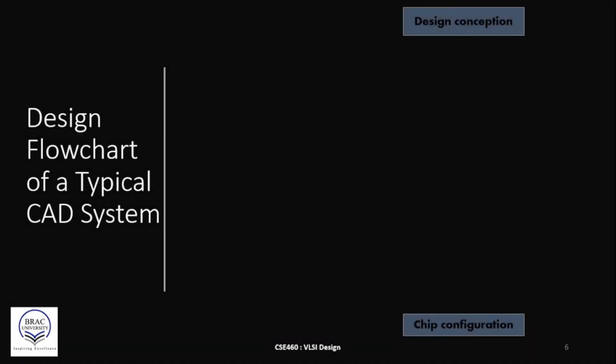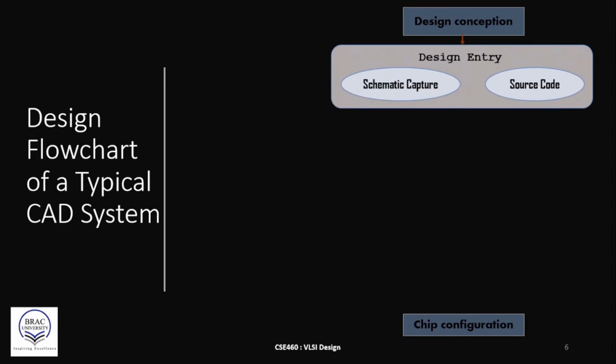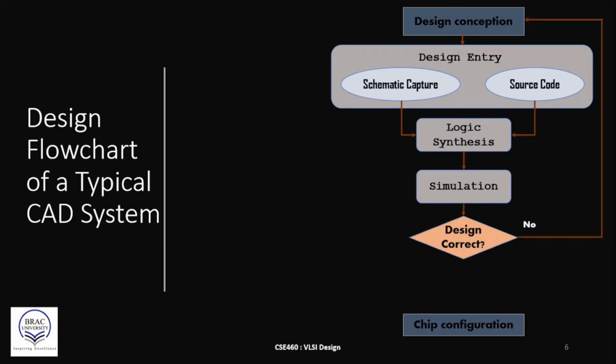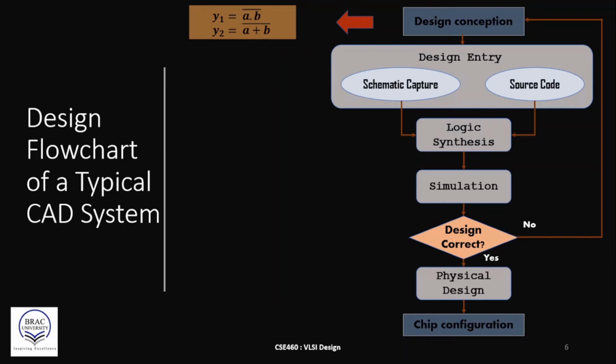In this slide, we will summarize the complete design flow of the CAD system from design conception to chip configuration. So the first step is the design entry in the form of a schematic capture or source code. The second step is the logic synthesis, and the third step is the functional simulation. At this stage, if the circuit is functionally incorrect, the entire process will be repeated. Once the functionality of the circuit is verified, the system will move on to the physical design stage. Finally, the chip will be configured for further use.